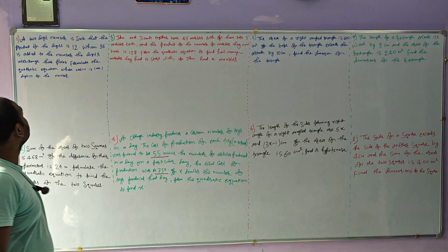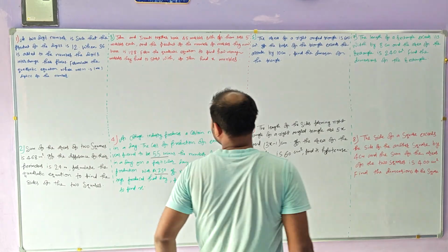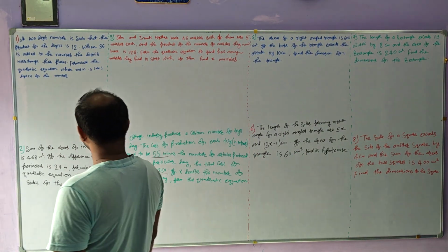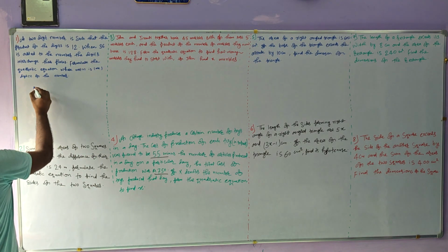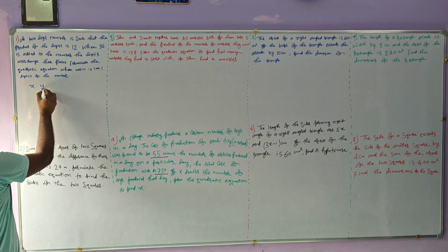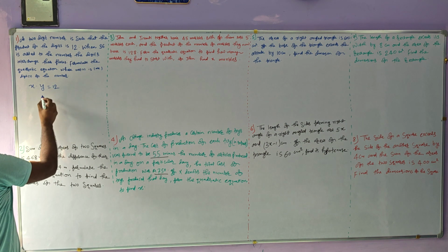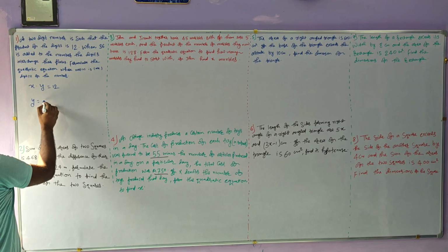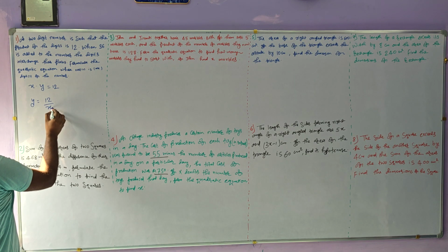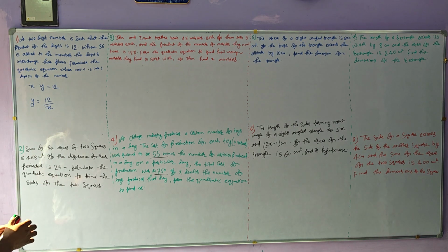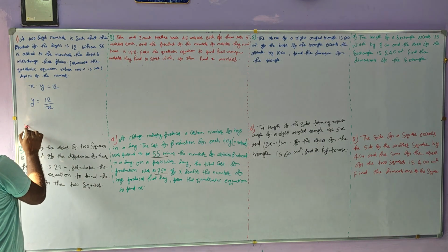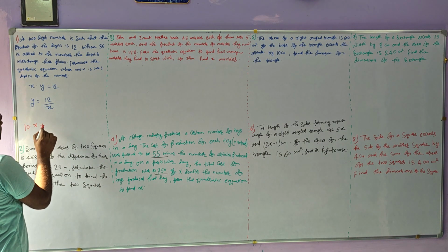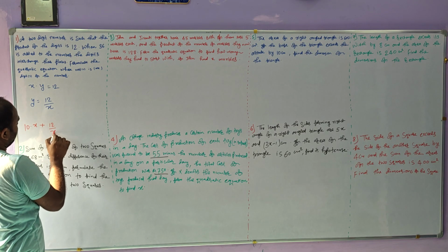The first one is: a two-digit number is such that the product of the digits is 12. That means x into y is equal to 12, so y becomes 12 upon x, and the number becomes 10 into x plus 12 upon x.